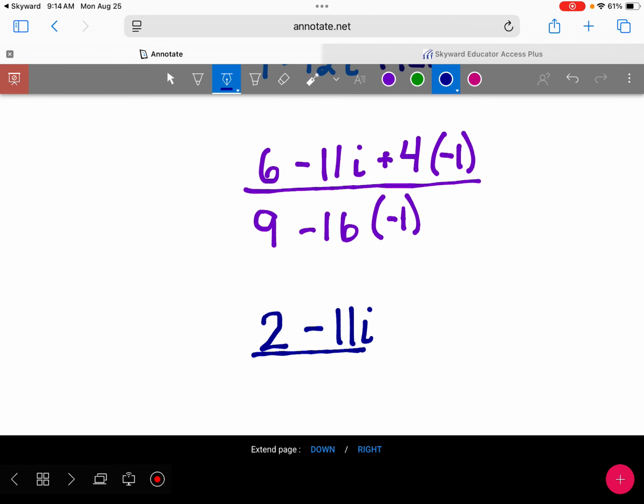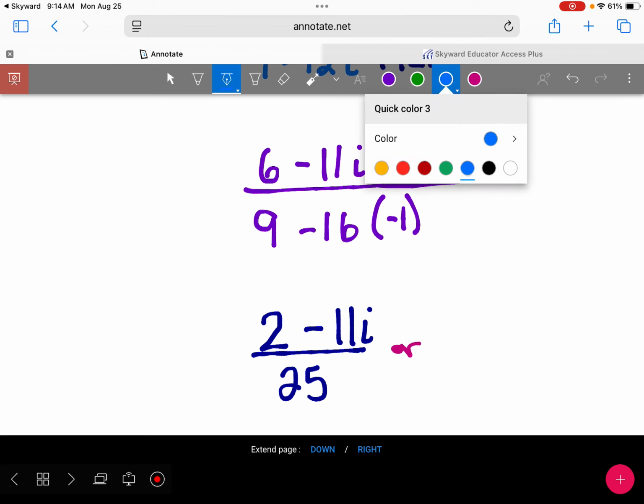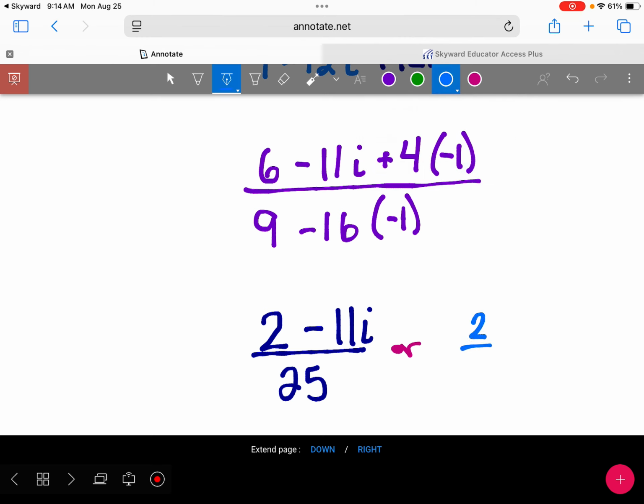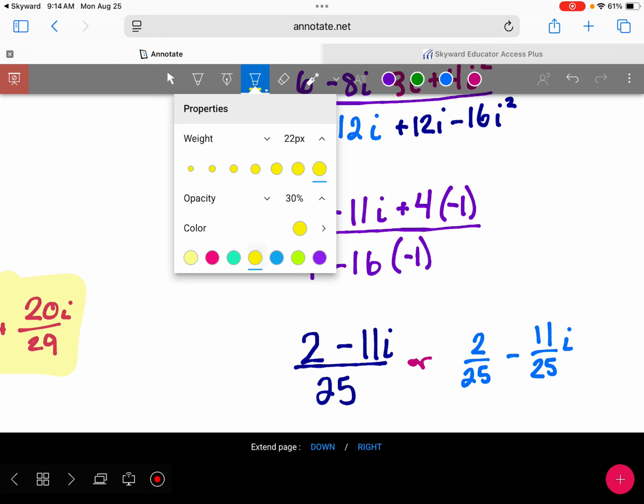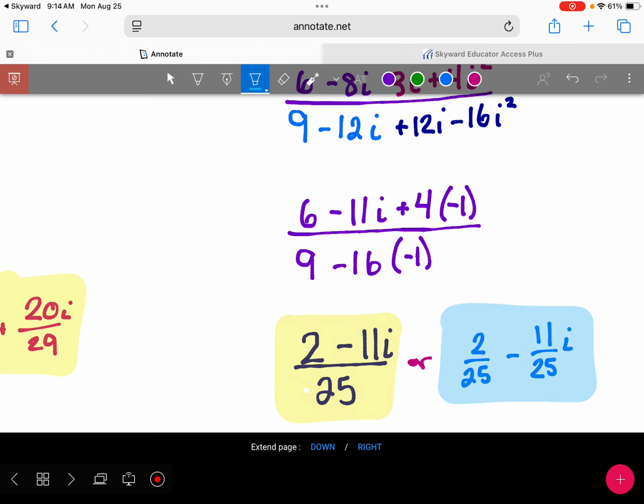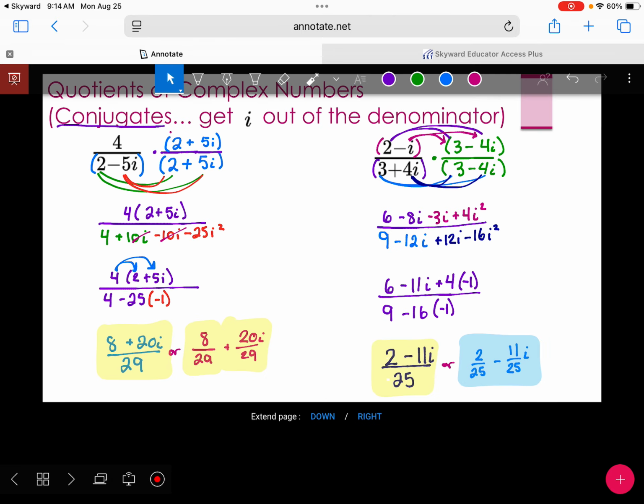And what's our denominator going to be? 25. And again, you can write it like this, or I'll write it in these 2 separate ways. 2 over 25 minus 11 over 25, or 11i over 25. I genuinely do not care which way you write it. They mean the exact same thing. This is 100% the exact same thing as this guy. Occasionally, writing it this way, you'll be able to simplify one of these fractions. Not super common, but occasionally. There we go.